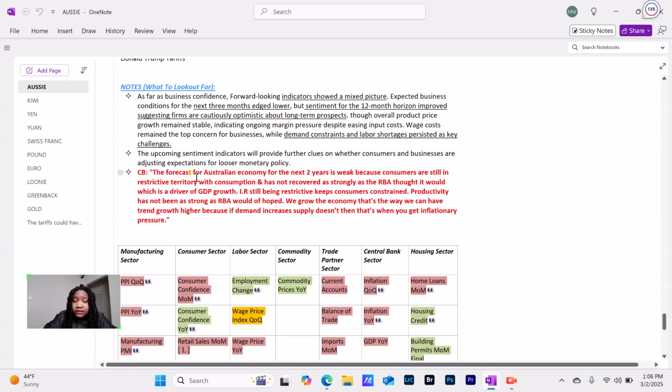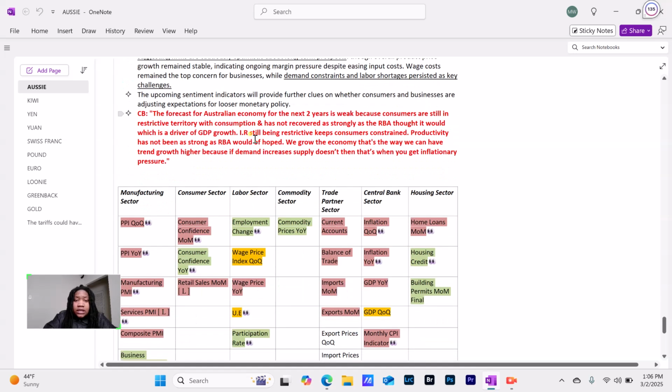Now, this is coming from the central bank. I'm not trying to get too much into it, but the forecast for the Australian economy for the next 2 years is weak because consumers are still in restricted territory, with consumption not recovering as strongly as the RBA thought it would, which is a driver of GDP growth, which is important. Interest rates still being restrictive keeps consumers constrained, right? Productivity has not been as strong as the RBA would have hoped.